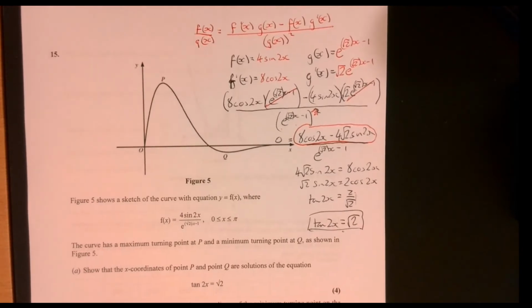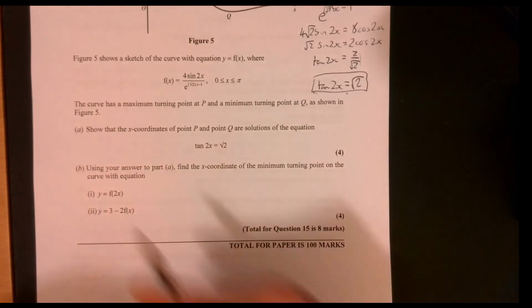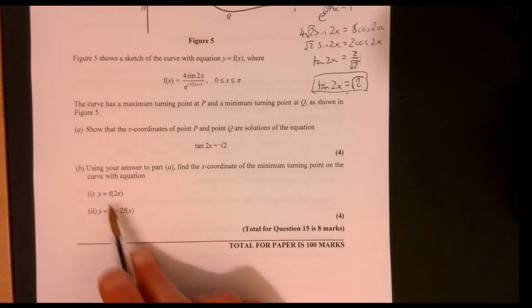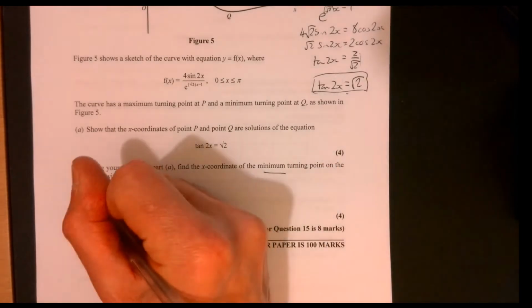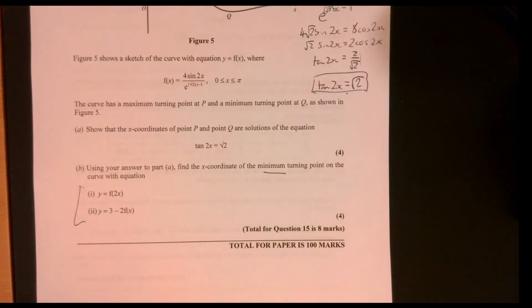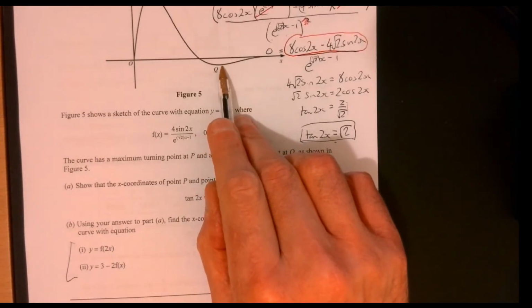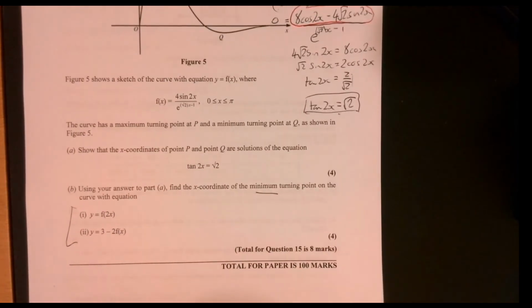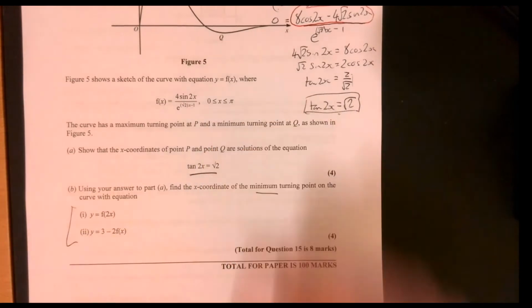Now, there is a part B of this question, which I thought was quite a clever little part of the question. So it's asking me something about the minimum points of a couple of functions down here. First of all, let's work out the minimum point of our function, the one that we started with. Let's do that first of all. Well, because we can do that quite easily.